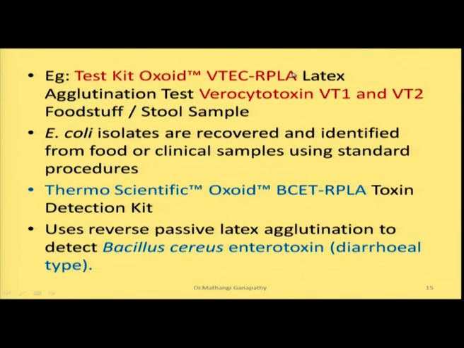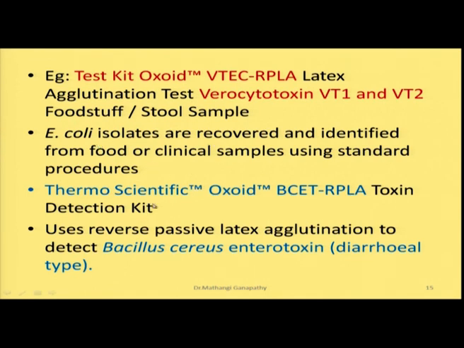For example, you have the VTEC RPLA latex agglutination test. This is a commercially available test against the verocytotoxin VT1 and VT2. This can either be from the stool sample of a suspected patient, or you can use it to test the presence of the toxin in foodstuff. This verotoxin is from E. coli. So, E. coli isolates are recovered and identified from food or clinical samples using standard procedures.